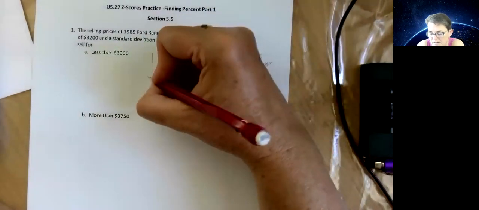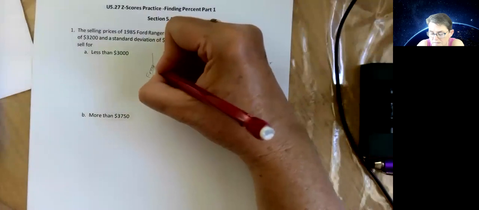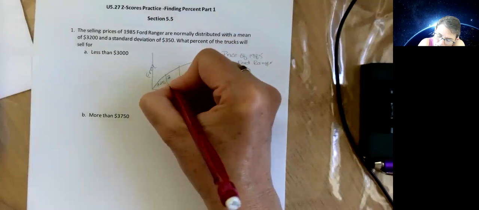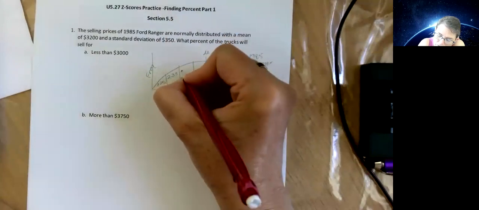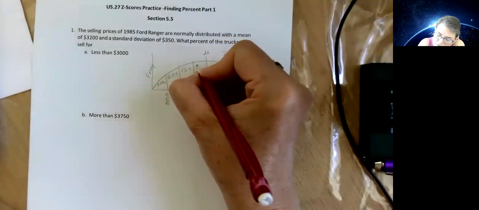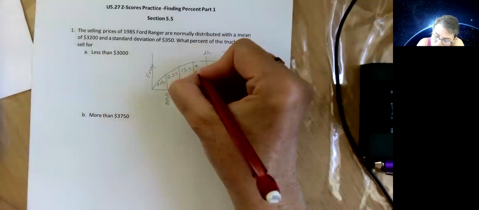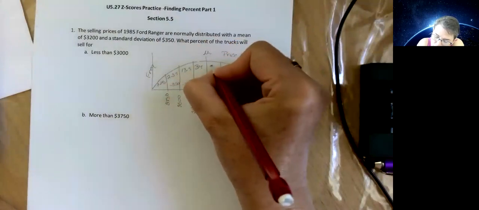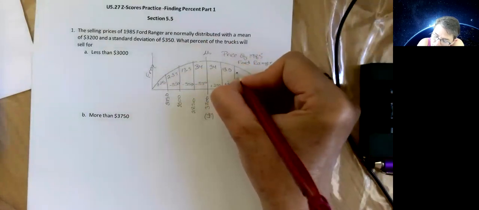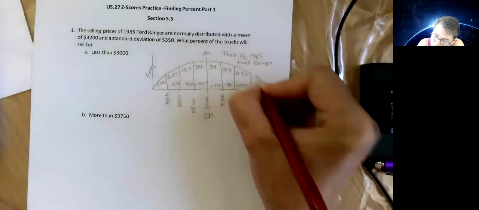Enter frequency: 0.15, 0.35, 13.5. Oops, brain got ahead of me. I was thinking 68 for the next two. 34, 34, 13.5, 2.35, 0.15.